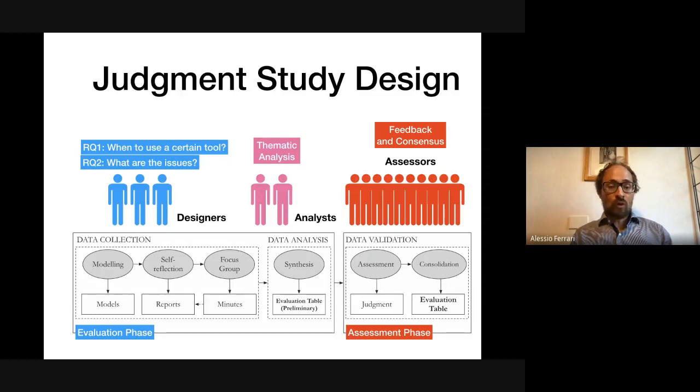The output of this evaluation activity was analyzed by 2 other experts in both formal methods and railways, and they performed a thematic analysis of the content produced, and they provided an evaluation table for the tools. Then the content of this table was further assessed by a group of experts in each specific tool, that allowed us to come to a consolidated evaluation table. And the table is here.